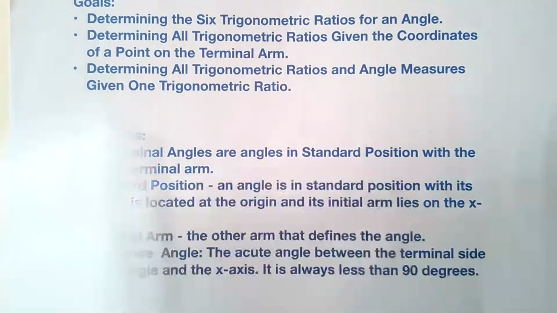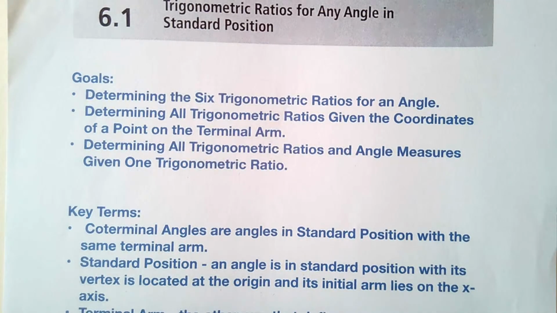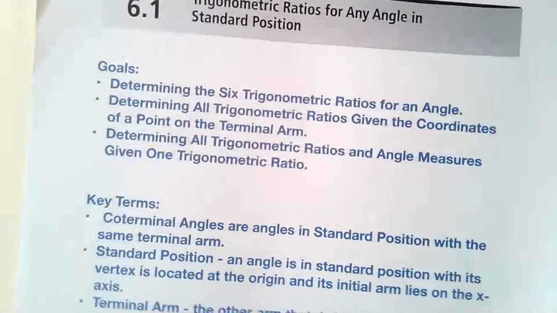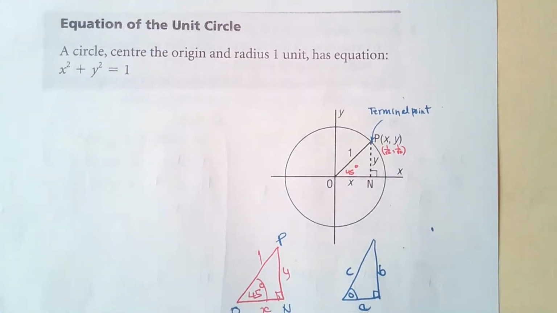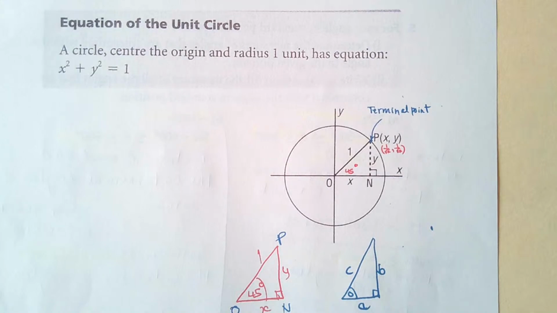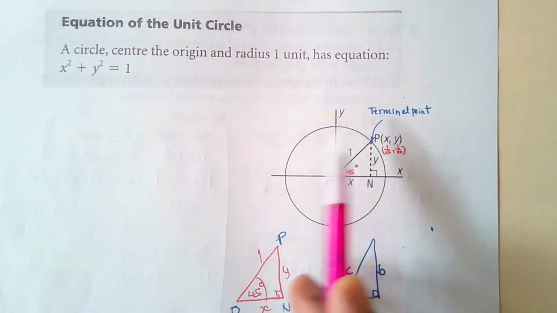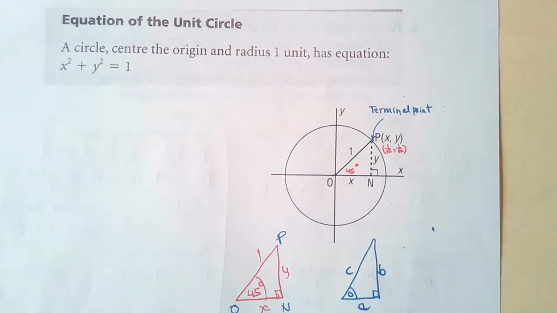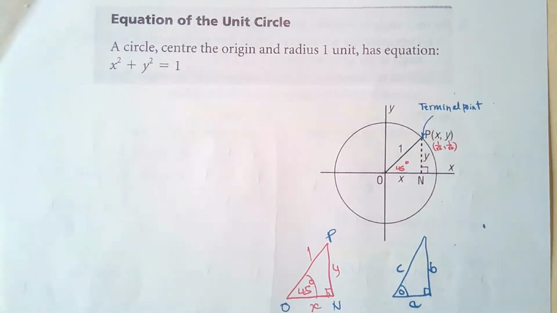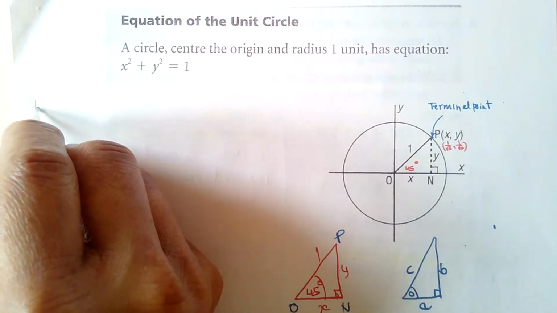But to get into the first part, finding the trig ratios, I want to look back at what we call the unit circle. Some of this you may have to recap from grade 11. Now, any circle that has its center at the origin, the equation of a circle is part of the background here.